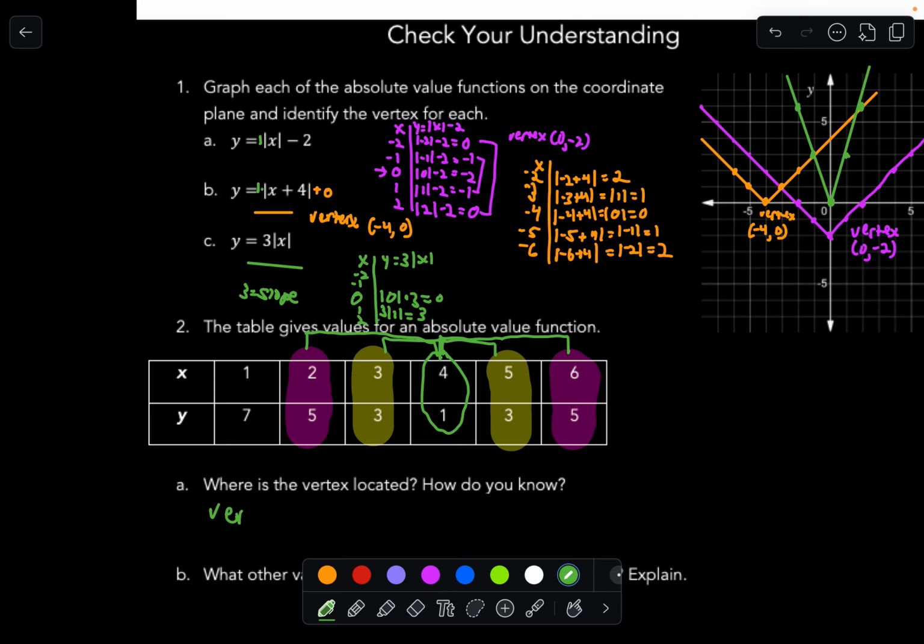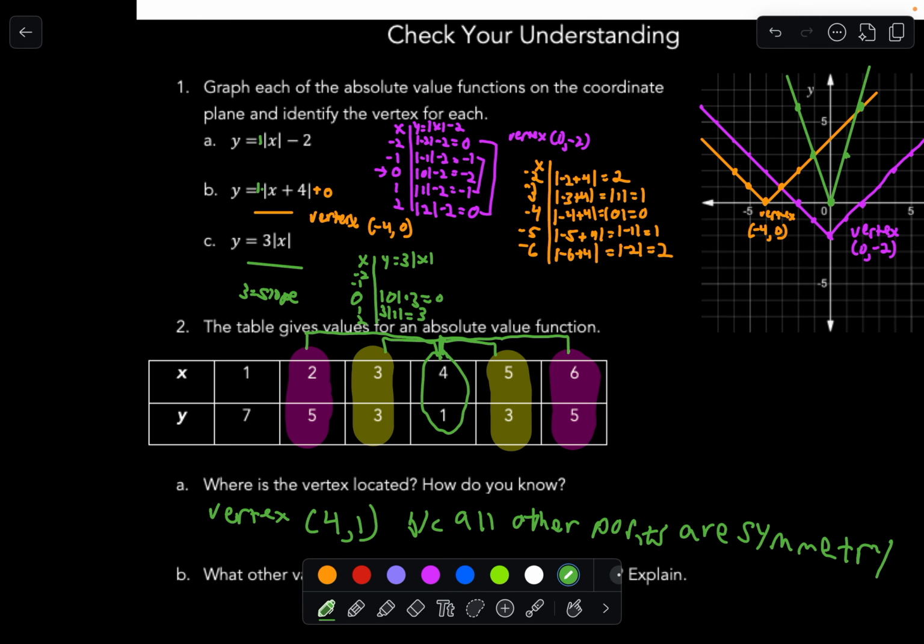So the vertex is (4, 1). How do we know? Because all other points are symmetric about it. Means they're equally dispersed. You go over 1 to the right, go up a certain distance. If you go to the left 1, you'll go up the same distance. They are symmetric. That's what symmetry is. Okay, that should be symmetric, not symmetry. Symmetric.